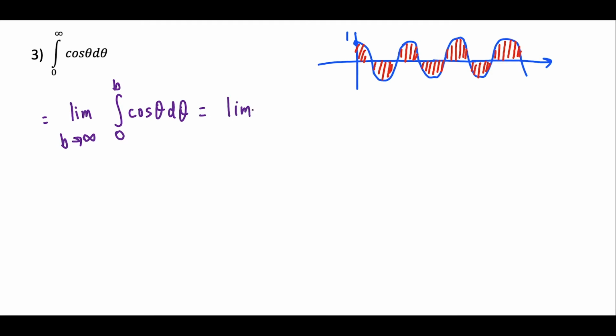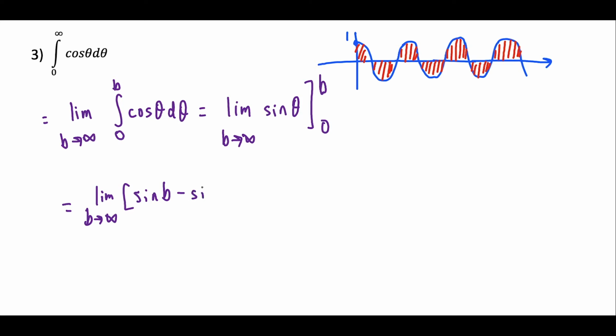We have the limit as b goes to infinity, and the antiderivative of cosine theta is sine theta. And we're evaluating this using the fundamental theorem from 0 to b. So then we get this resulting expression here. We have the limit as b goes to infinity of sine b minus sine of 0. Sine of 0 is equal to 0, so this piece cancels out.